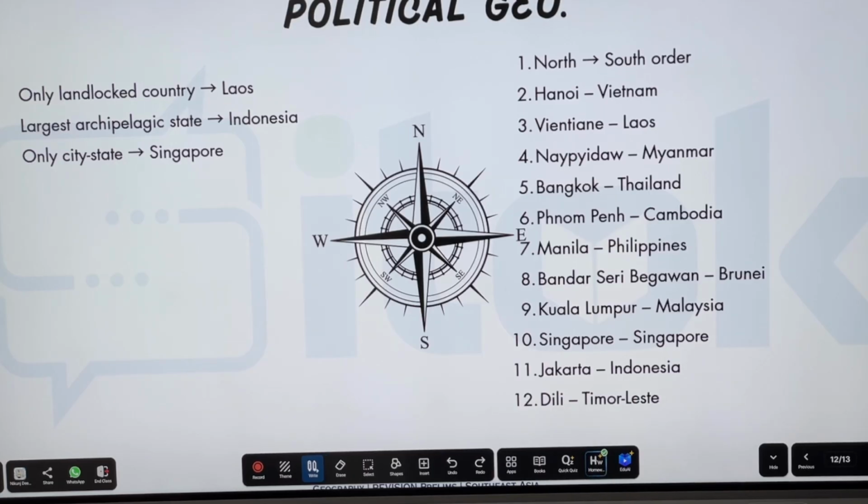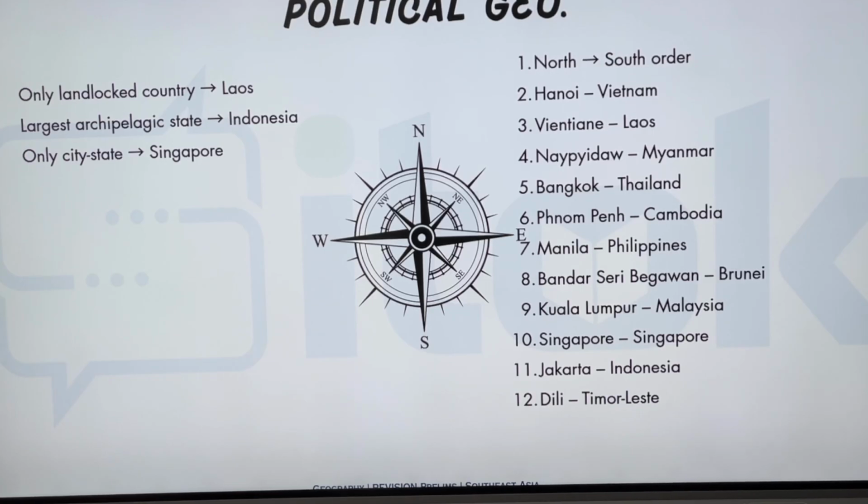Once UPSC asked about the north-south arrangement of the capital cities of Southeast Asia. That's why I've given this. It will be better if you take a screenshot and just keep looking and tracking them on the map.